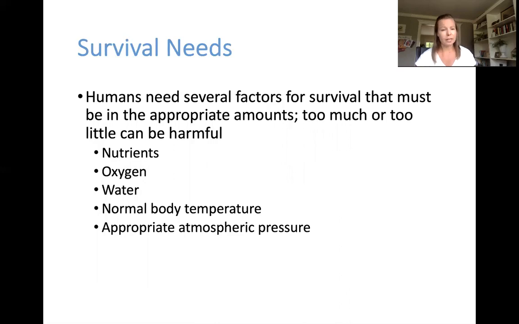And that's nutrients, which are required for energy and for building new cells. Also oxygen, water, maintaining a normal body temperature. So for us, it's about 98.6 degrees. And then maintaining the appropriate atmospheric pressure, which allows for gas exchange.